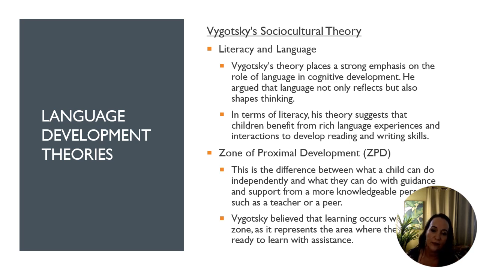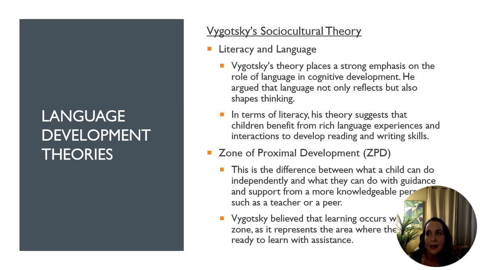So this is the difference between what children can do independently and what they can do with guidance. If they can have the guidance and support from a more knowledgeable and personable person like a teacher or a peer, he believed that learning occurs within that zone, and it represents the area where the child is ready to learn with assistance. So that is the zone of proximal development.